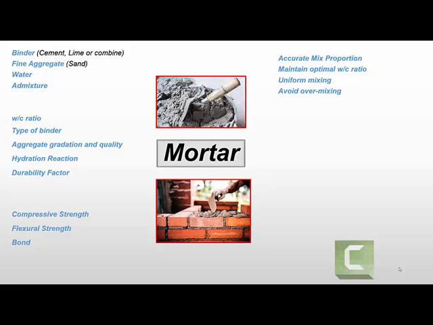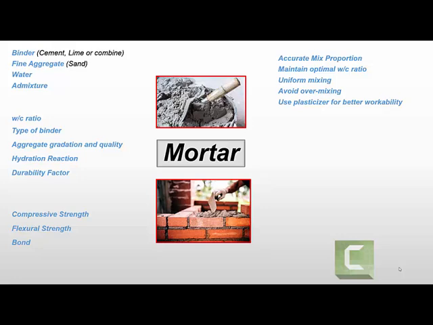If the water cement ratio is less, maybe the mortar will have very low workability. So to improve workability, we can use a plasticizer, but we can't add water for workability because that will decrease the strength of mortar.